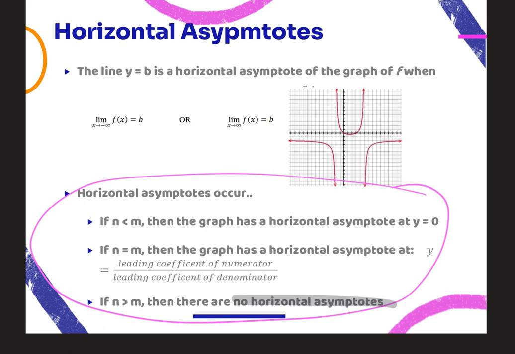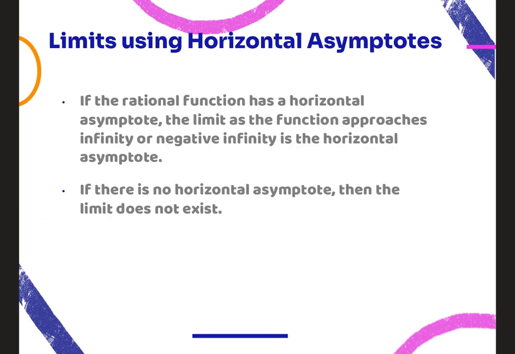That is really the only change on this part, okay? So we're going to find the horizontal asymptote. If there is no horizontal asymptote, then we say the limit does not exist. That's the only difference, okay?